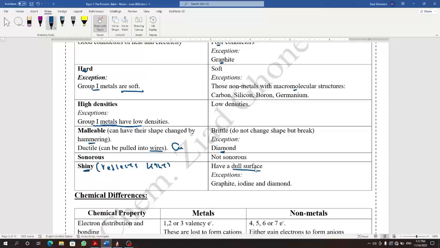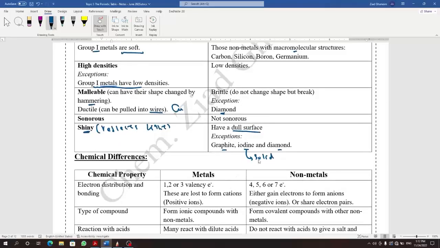Non-metals have a dull surface, meaning that they do not reflect light, except for graphite, iodine, and diamond. Iodine, of course, in its solid state. If you look at iodine's solid state, it can reflect light. Diamond, of course, reflects light, and so does graphite.